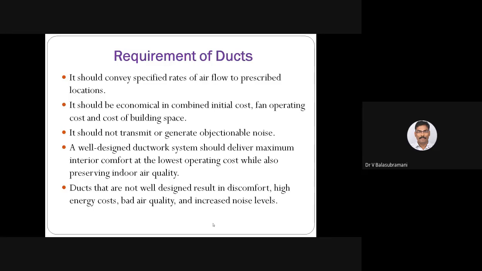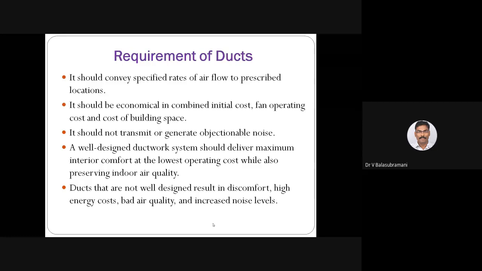That's a very important requirement of the duct: the specified airflow. For that purpose only, we have to design and size the duct. And then our duct material and all the things, the duct system, should be economical in combined initial cost, fan operating cost, and the cost of building space, all the things. So as a system, it should be economical.